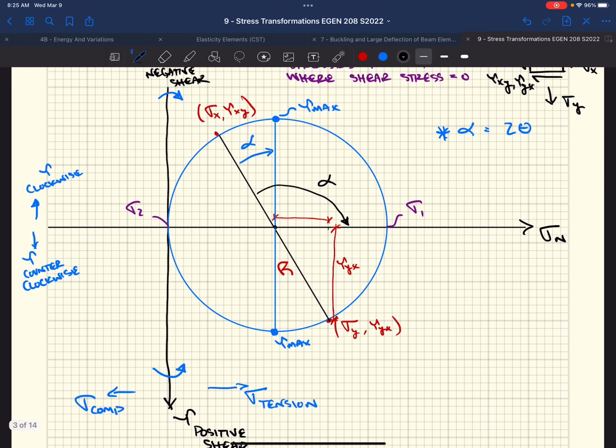This point here, the center, is what we call sigma average. Because sigma y and sigma x are always going to be on either side of our center, it's just the average of the two.